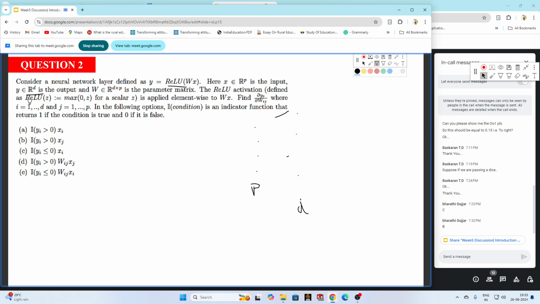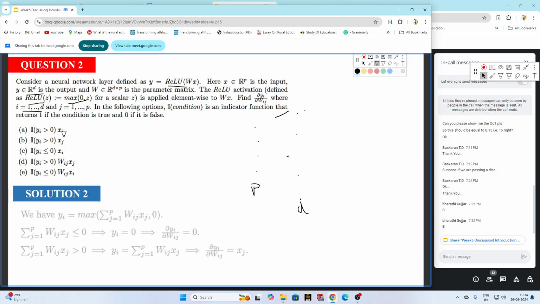The ReLU activation function is defined as ReLU(z) is max(0, z). That means if the input is negative, it will return 0, because the maximum of a negative number and 0 will be 0. And if your input was positive, it will return the positive number, that is z. It is applied element-wise to Wx. Find del yi by del wij, where i belongs to 1 to d, that means this is related to the output layer, and j belonging to 1 to p, this will be related to the input layer. In the following options, I of condition is an indicator function that returns 1 if the condition is true and 0 if it is false. So no need to worry about this, only this is the condition.